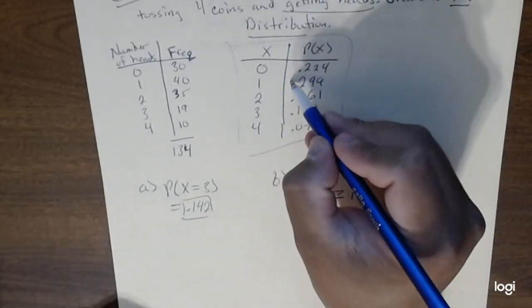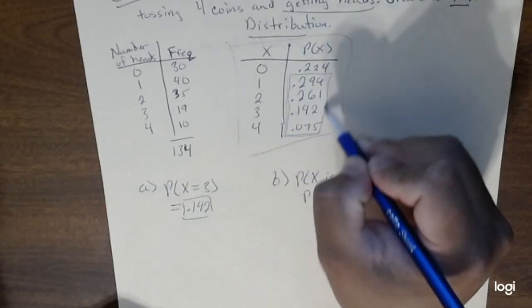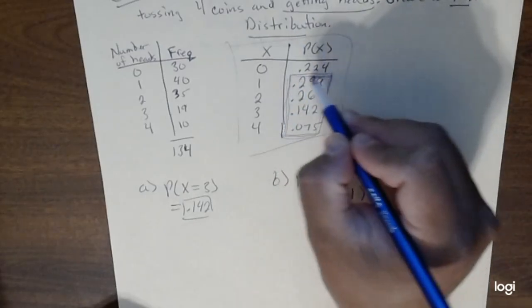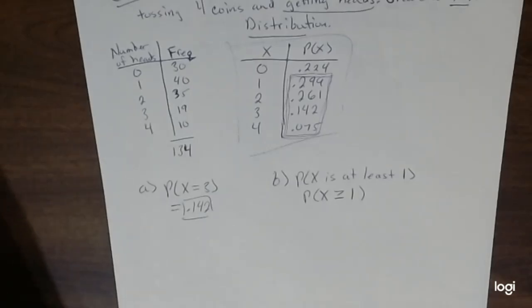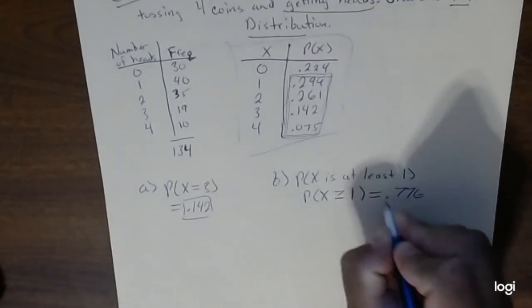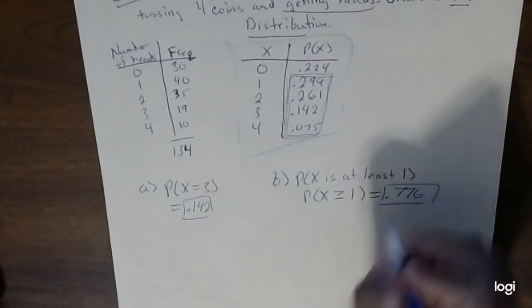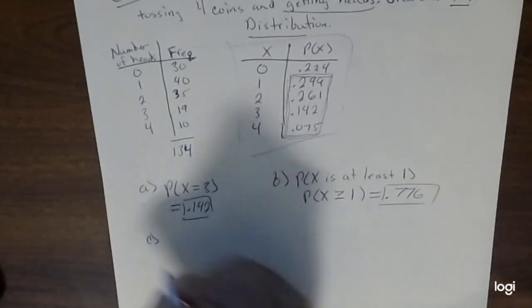So we've got to add all of these up here. Okay, all of them up. What happens if we add all of those up? Let's find out. So hopefully you guys get 0.776 as your answer. Okay, 0.776. Let's try one more and then we'll go to the other example.